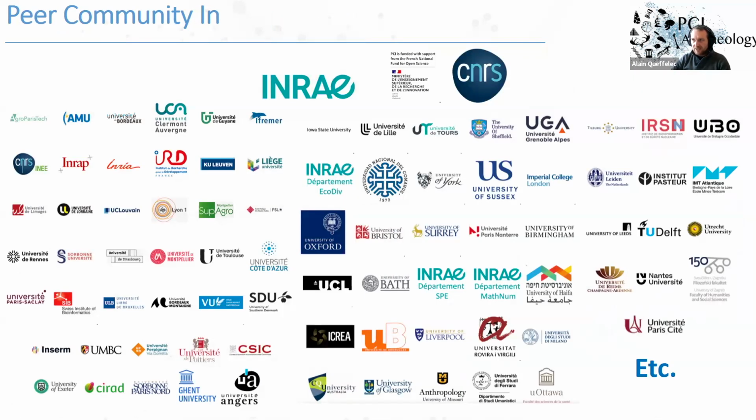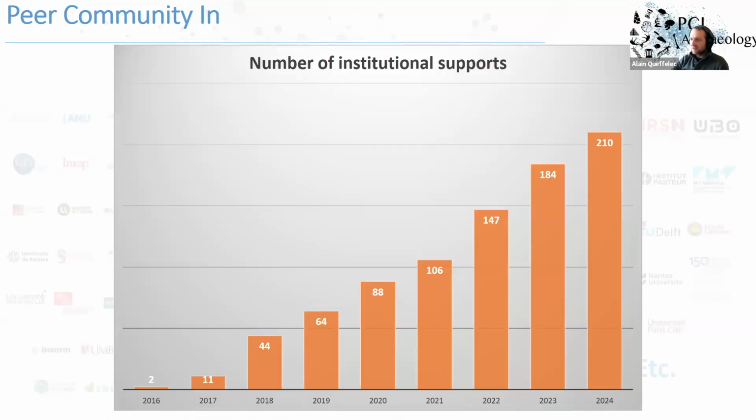The Peer Community In system is supported by many institutions, as you can see here. These institutions, mainly the INRAE and the CNRS, are the main funders of the system, because of course everything costs time of researchers and also web servers, etc. So all this process has a cost. But this cost is supported by these many institutions, which are a lot of universities from France, but also from all over Europe and all over the world. And you can see here the number of institutional supports that also rises rapidly.